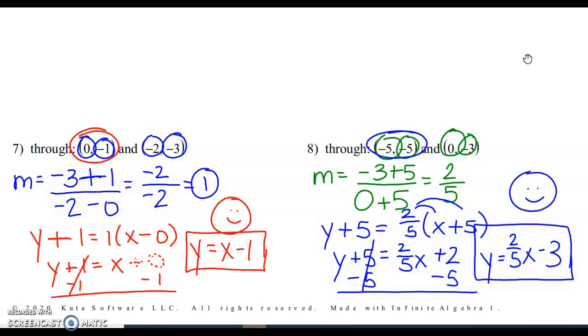That's how you use point-slope form. It takes a point and a slope, gets you 2 baby steps away from slope-intercept.